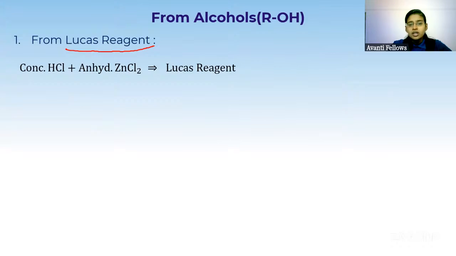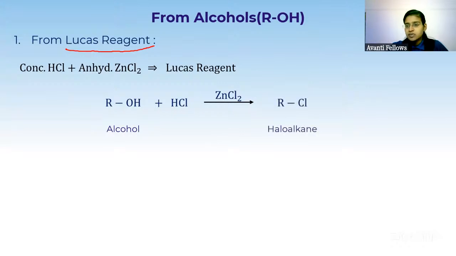Now we have to take the alcohol. The alcohol reacts with the Lucas reagent, which is HCl and zinc chloride, and it leads to the product RCl, which is the haloalkane. What has happened here? The OH group has been replaced by Cl. That's all. It's very easy.